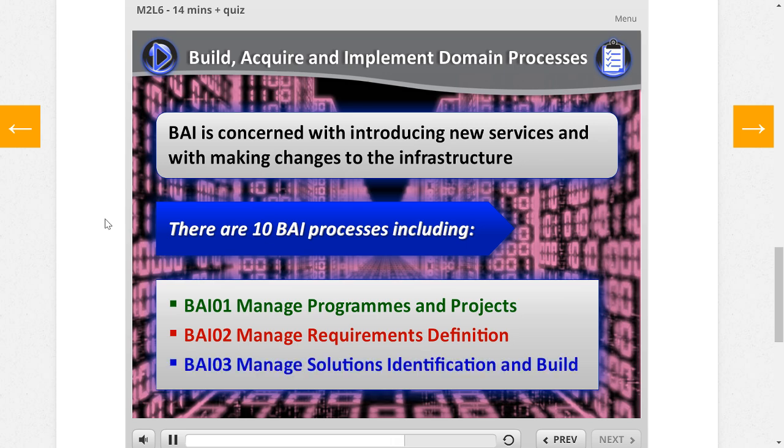BAI 03. Manage solutions identification and build. This includes the design and development or procurement of a service solution that meets the requirements identified in process BAI-02.